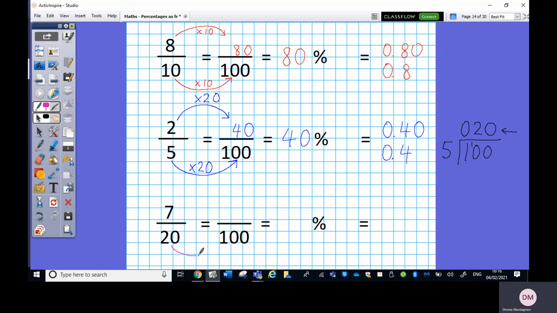What do I need to do to 20 to get 100? Yeah, that's nice and easy. It's just the opposite of the one above. I need to multiply it by 5. Whatever I do to my denominator, I do to my numerator. 7 times 5 equals 35. Tell me what the percentage is. Good, 35%, and as a decimal is 0.35. Excellent.